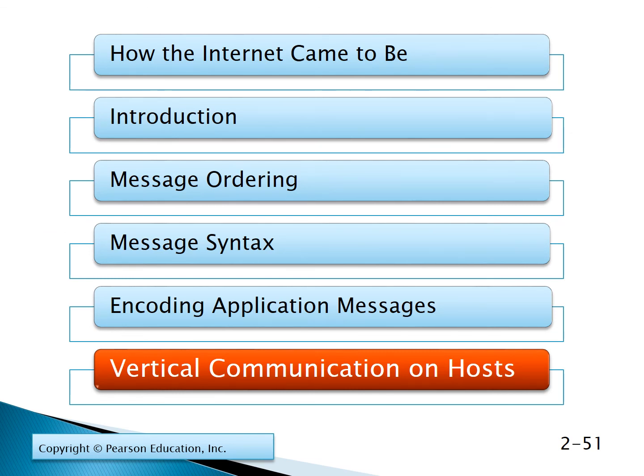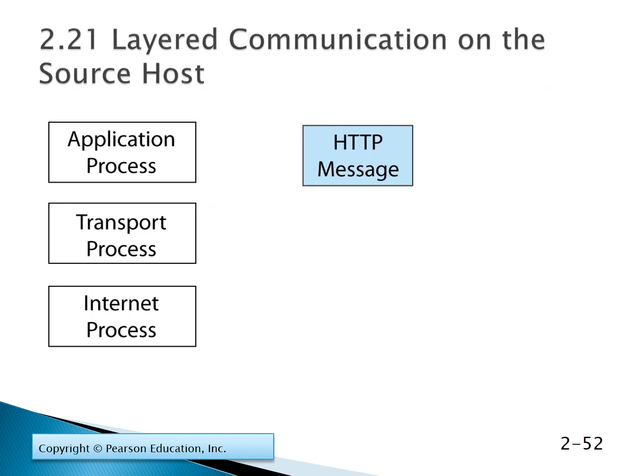So finally, we'll talk about the concept of vertical communication on hosts. That means on each computer or device in the network. So we know when we want to send a message, we first start with the application message. I'm trying to get a web page from a web server, right? So I have my HTTP request message. That's my message at the application level.